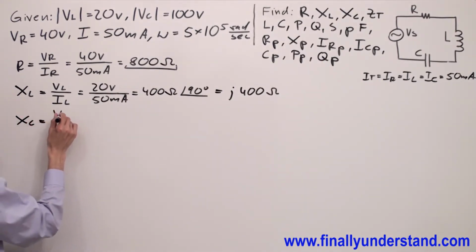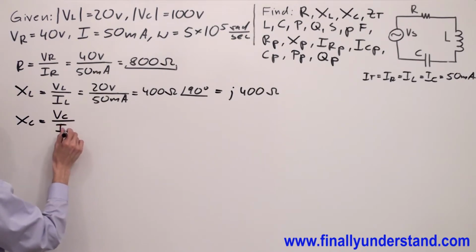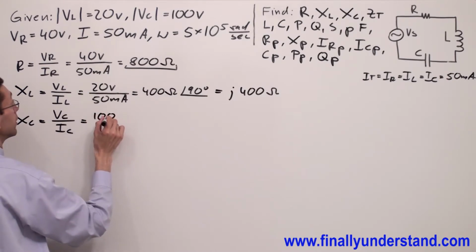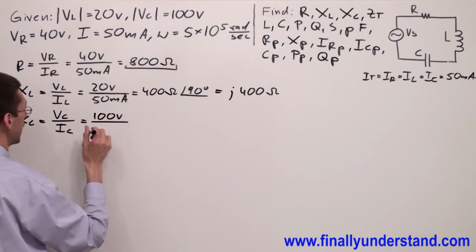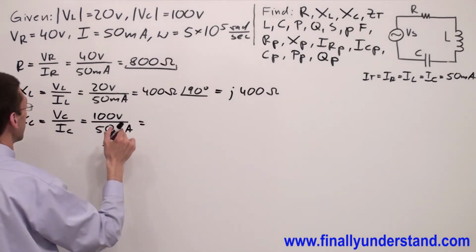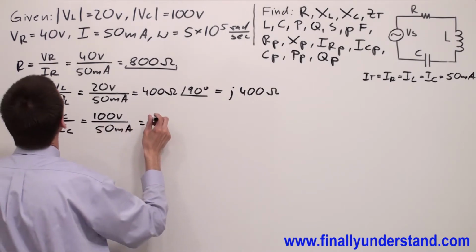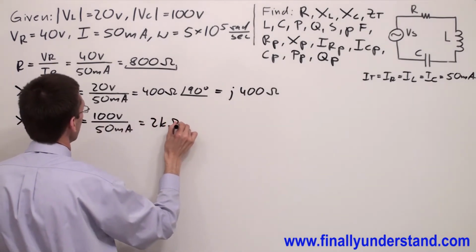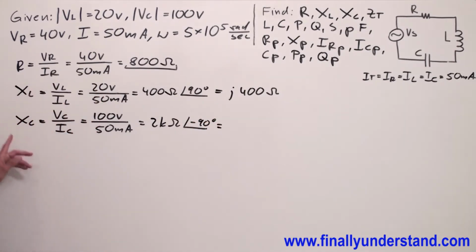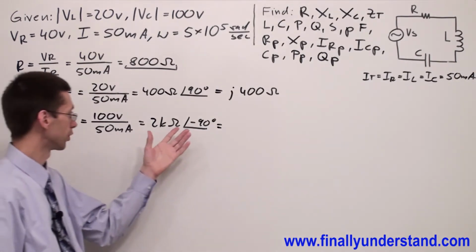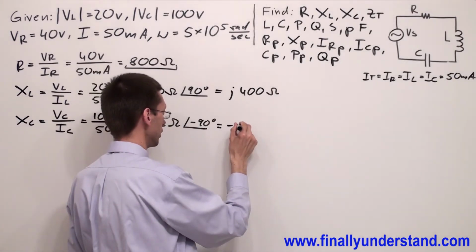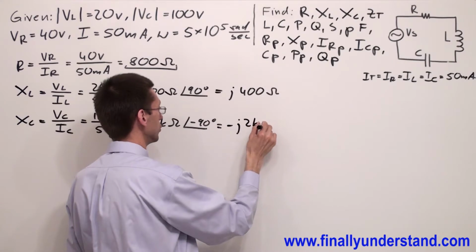Next, we're supposed to find X of C. X of C is equal to VC over the current which goes through the capacitor. So the voltage across the capacitor is given as 100 volts over IC, which is equal to 50 milliamps. This is equal to 2 kiloohms and angle of negative 90 degrees. Again, keep in mind that we are talking about the capacitive reactance. Capacitive reactance always goes with angle negative 90 degrees, or we can also write in rectangular form negative J 2 kiloohms.